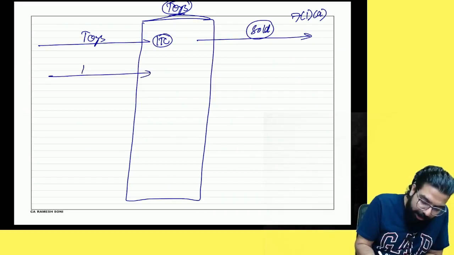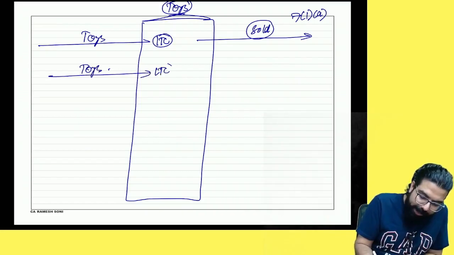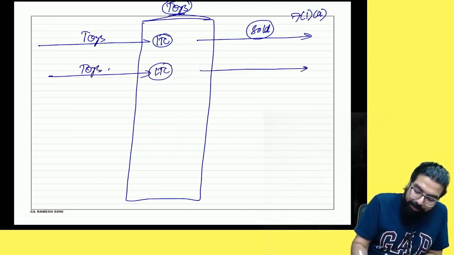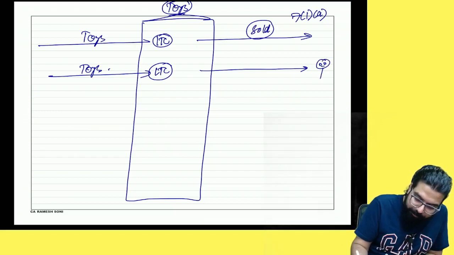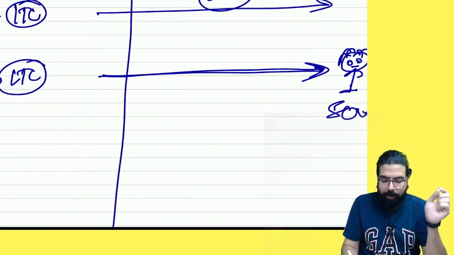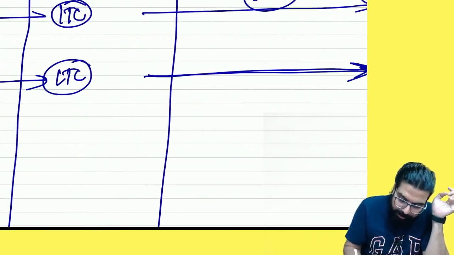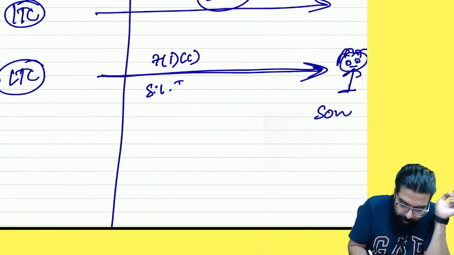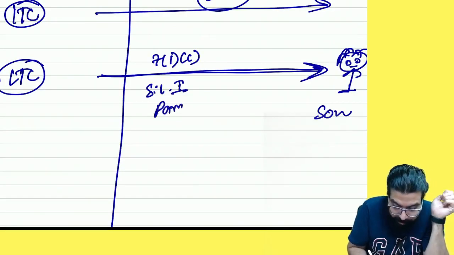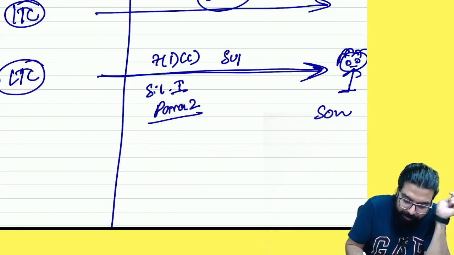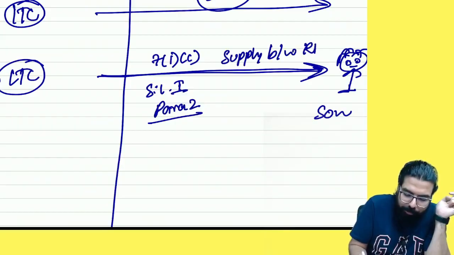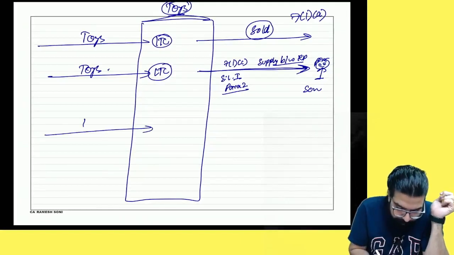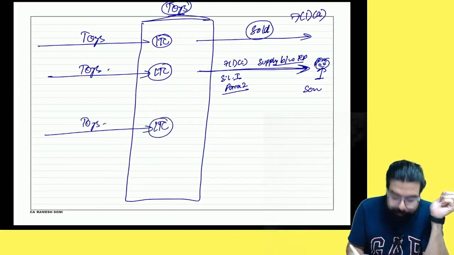Next. I bought toys. I took the ITC. My son came. He took the toy and went. Section number 7(1)(c), Schedule 1, para 2. Very good. Because it's a supply between related persons. Chalo. Done. I bought toys. Okay? I took the ITC.